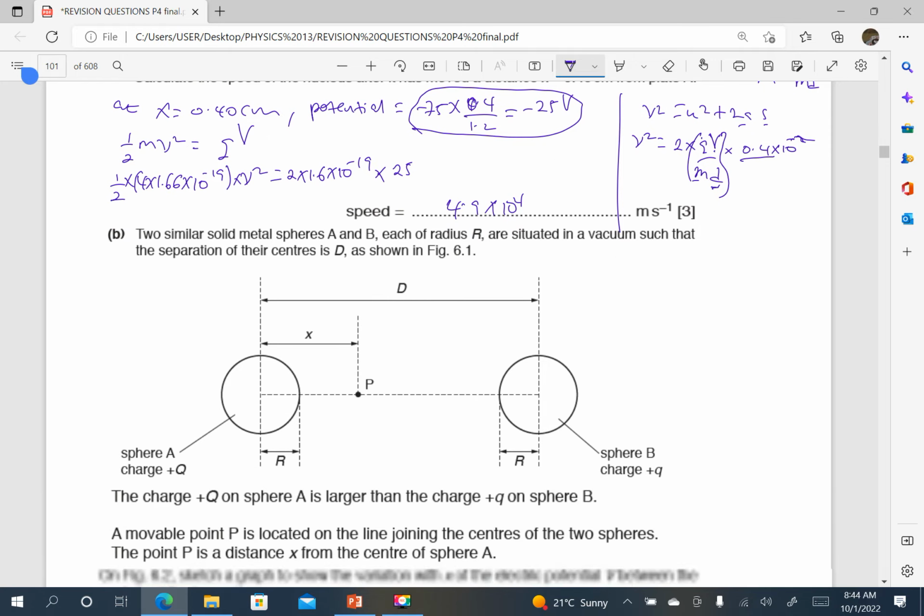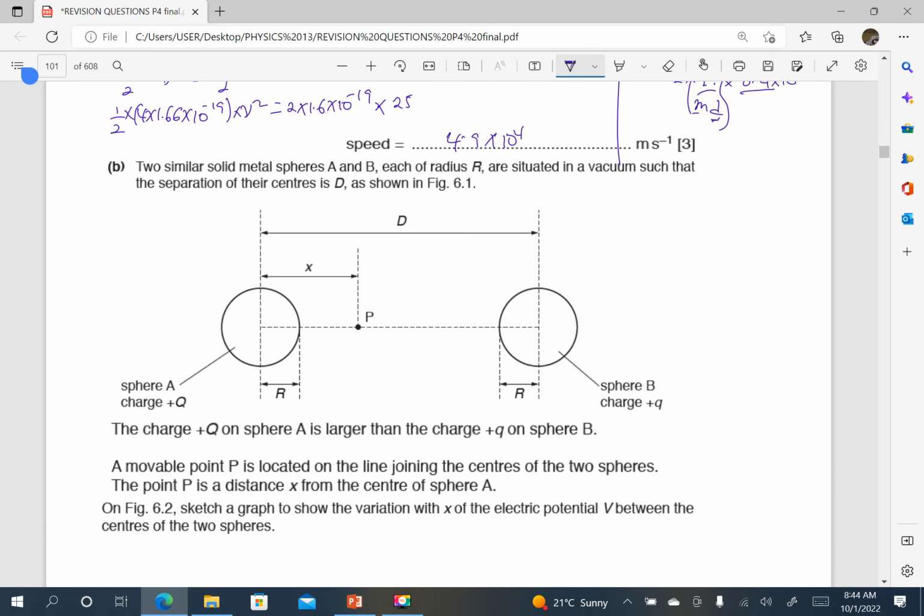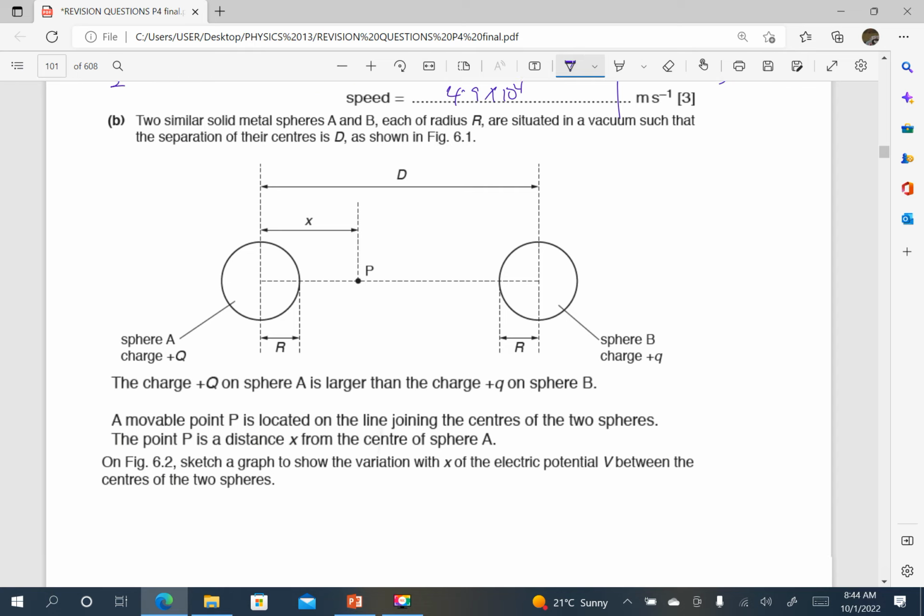Two similar metal spheres A and B, each of radius r, are situated in a vacuum such that the separation of their centers is d, as shown here.